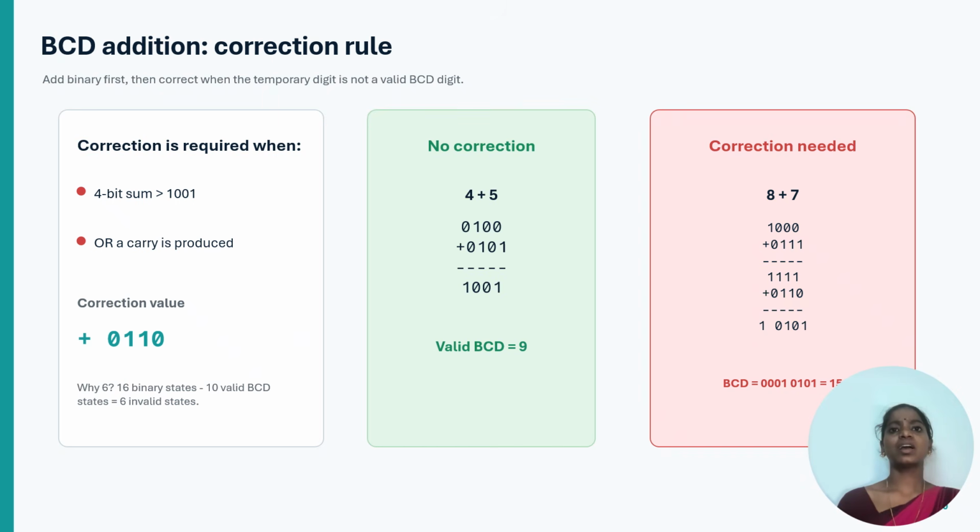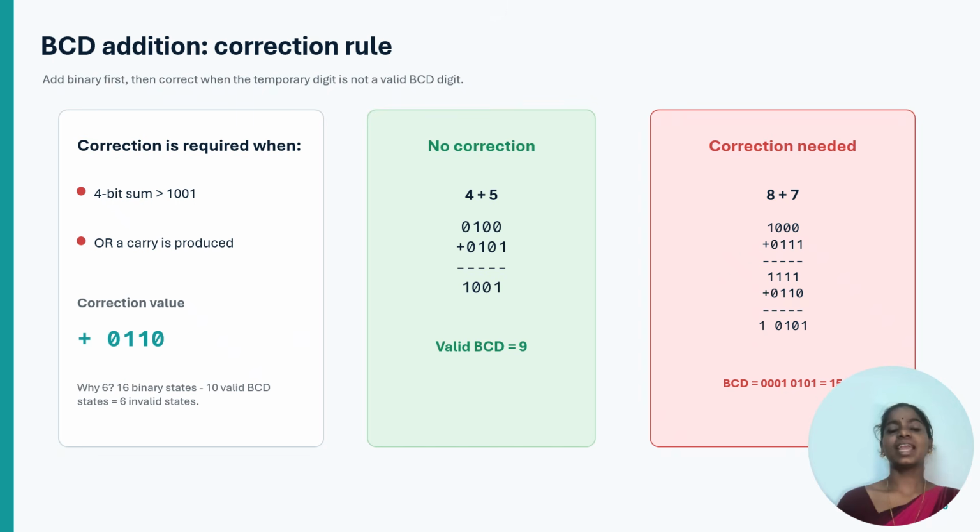And then take an example. If we take BCD values 0100 plus 0101, here 0100 is 4, and 0101's decimal value is 5. It comes to 1001. The decimal value is 9. So no correction is required.